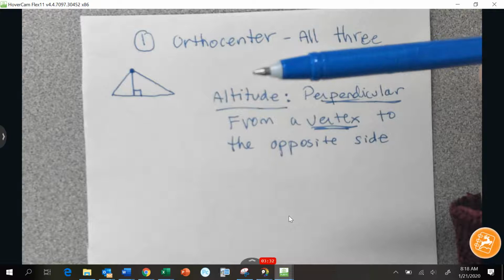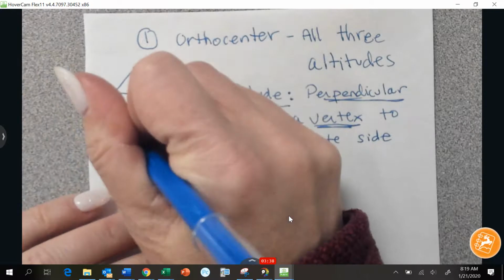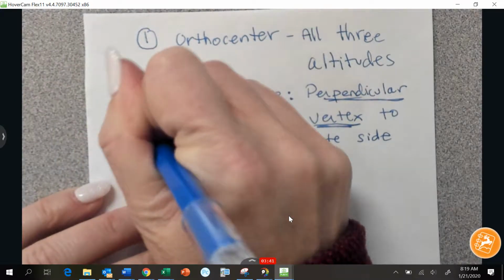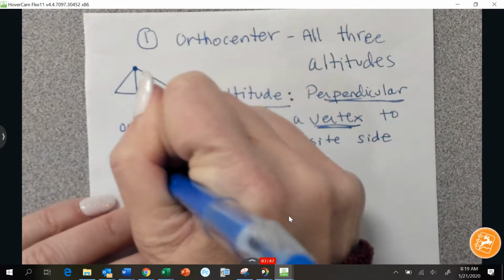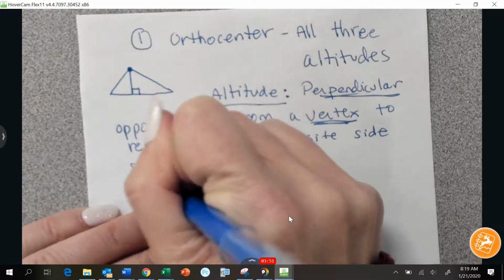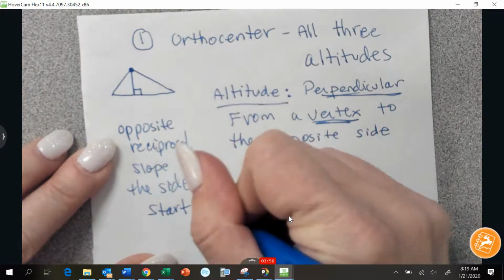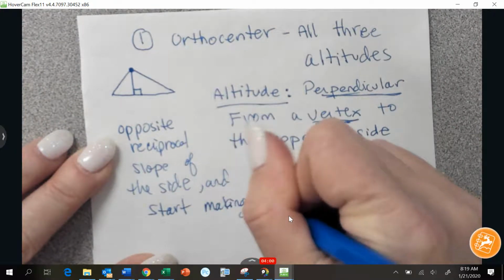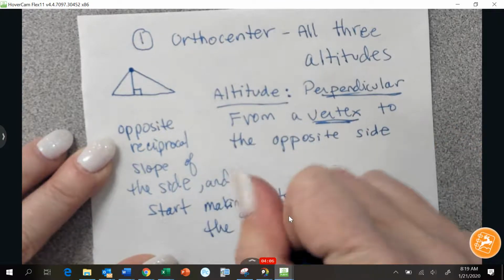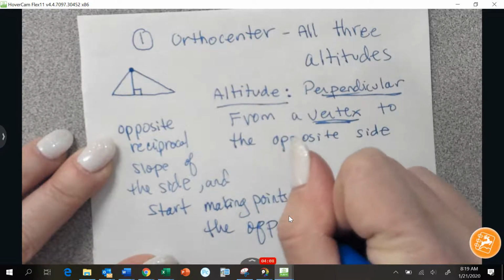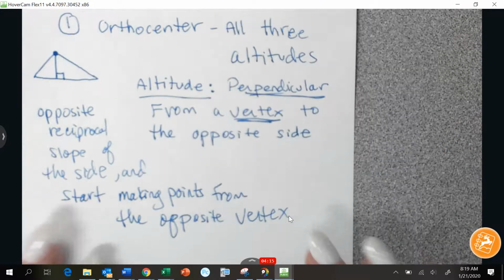Opposite reciprocal slope of each side. So we need to find the opposite reciprocal slope of the side and start making points from the opposite vertex. That's the orthocenter.